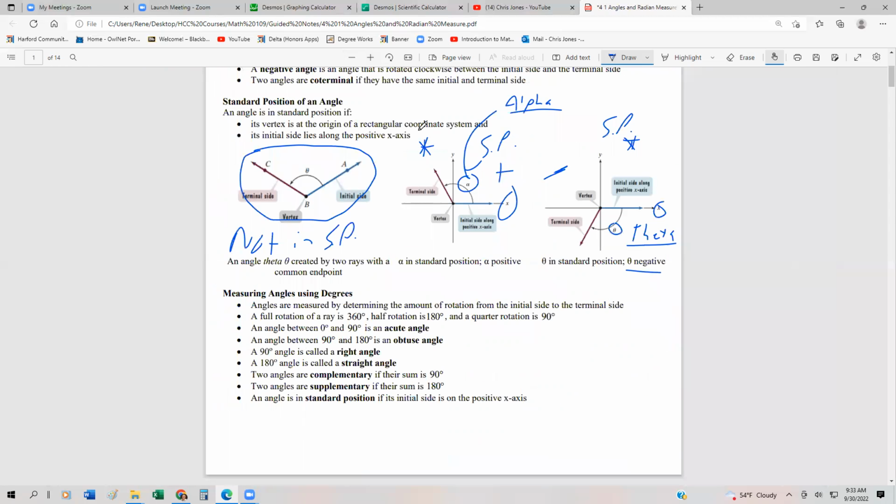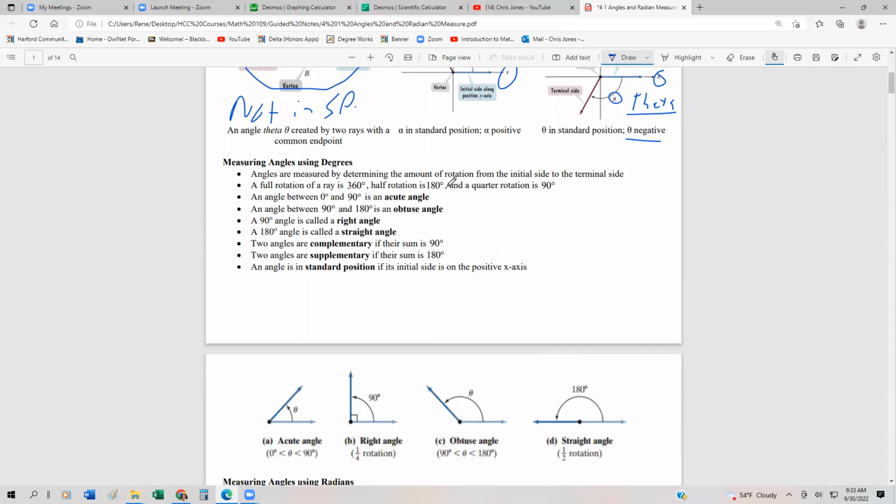Now, there are two different measures that we can utilize when we're trying to qualify these angles. One of them is degrees, the other is radians. A degree is basically the amount of rotation between the initial and the terminal sides, and a full rotation of a ray is 360 degrees. So if I draw a Cartesian plane and construct an angle in standard position, this would be 360 degrees. If I did a half rotation, as we can see below here, that would be 180 degrees. If I did a quarter rotation, that would be 90 degrees.